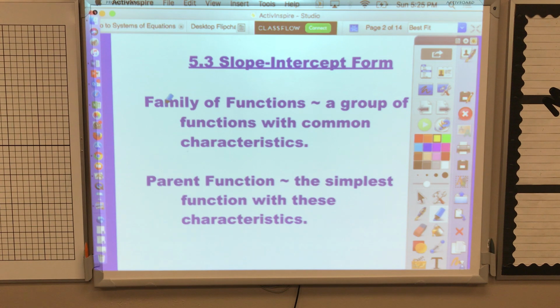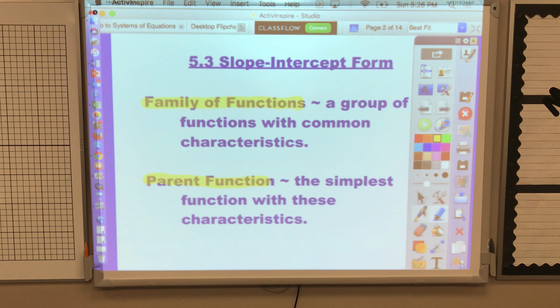A family of functions. Remember, a function is a relationship in which each input has exactly one output. Just like that direct variation relationship, this is another type of specific linear function. But a family of functions is a group of functions with common characteristics, a common slope most of the time. A parent function is the simplest function with these characteristics.